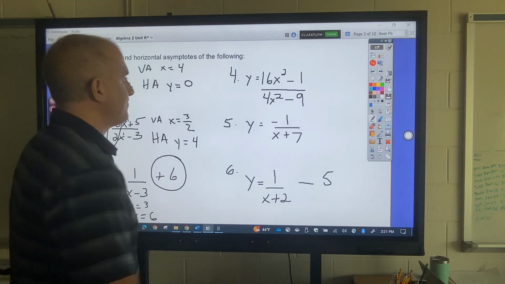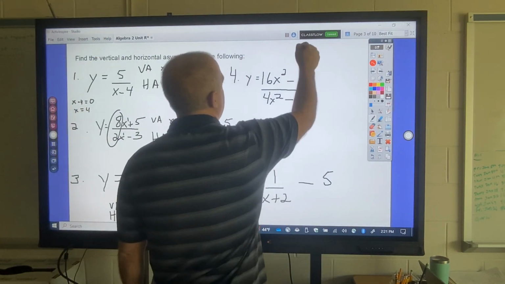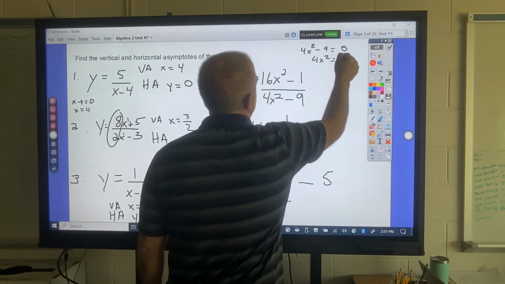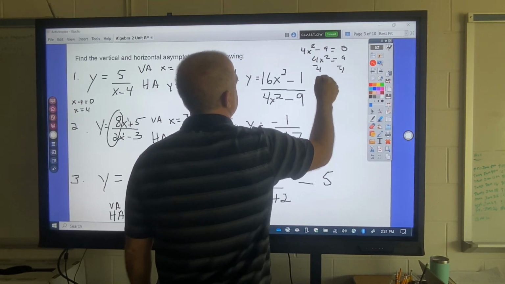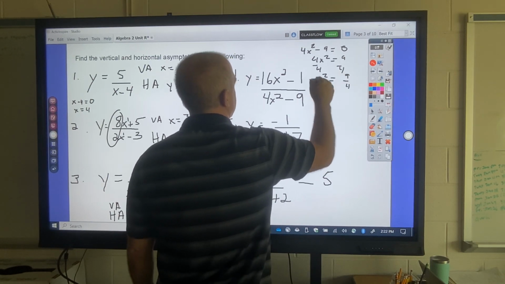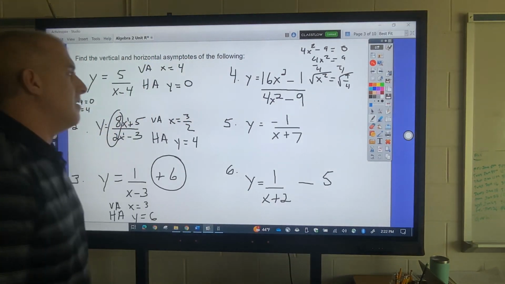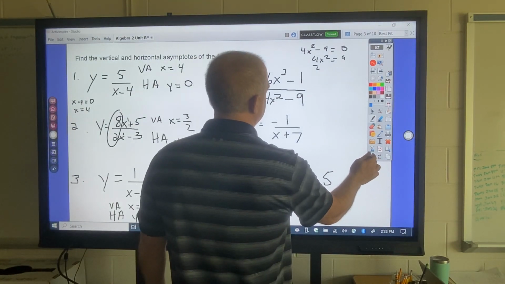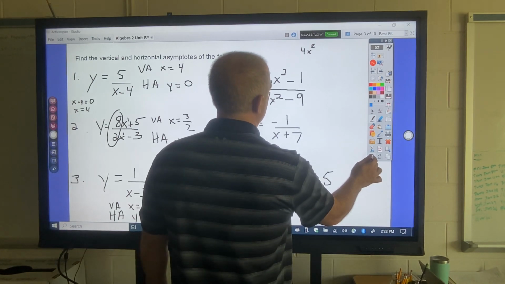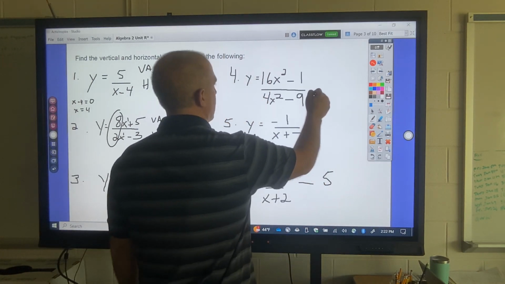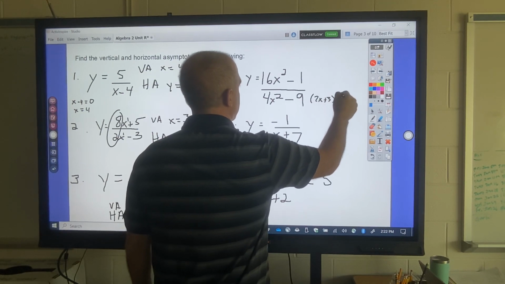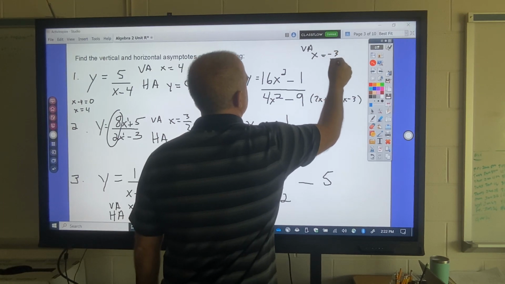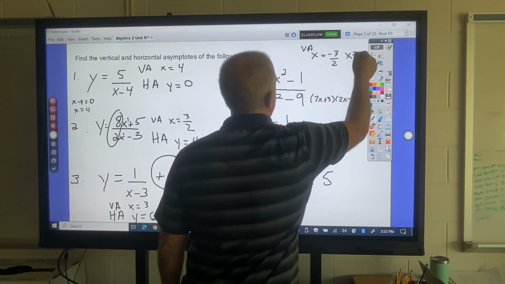This one, if I go to solve that, that'll be 4x squared equals 9, divide by 4, that's x squared equals 9/4, then take the square root of that. The other way you could have done it, and I probably should have done it this way instead, is if you can factor it really quick. The way this would factor is 2x plus 3 times 2x minus 3. So the vertical asymptotes there would be x equals negative 3 halves and x equals 3 halves.